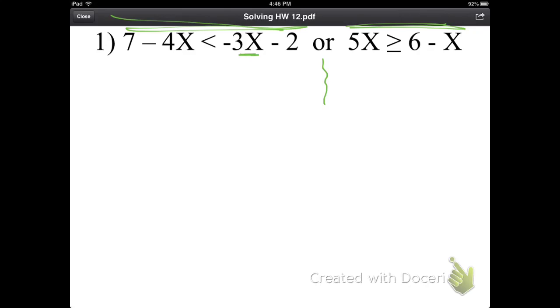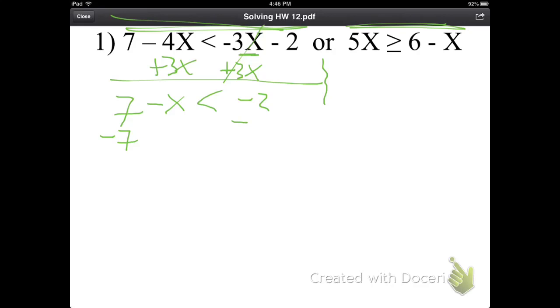I need to get rid of negative 3x by adding 3x. What I do to one side, I do to the other. Now on the left side I got 7 minus 4x plus 3x, which is negative x, less than. On the right side there's no more x, and you just got negative 2. Now I need to get rid of the 7 on the front, so I need to subtract 7. What you do to one side, you do to the other. Now I got negative x less than negative 9.